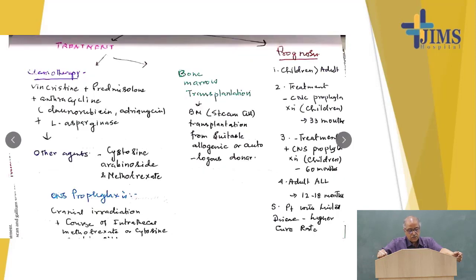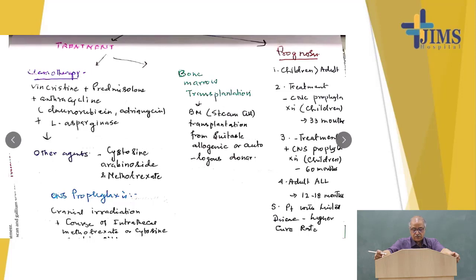Then treatment-wise, there is chemotherapy and bone marrow transplantation. In chemotherapy, there is a 4 drug regimen for treating this acute lymphoblastic leukemia. There is vincristine, prednisolone, anthracycline, which contains doxorubicin and adriamycin, and asparaginase. Other agents are cytosine arabinoside and methotrexate. For CNS prophylaxis, there is cranial irradiation and a course of intrathecal methotrexate or cytosine arabinoside.